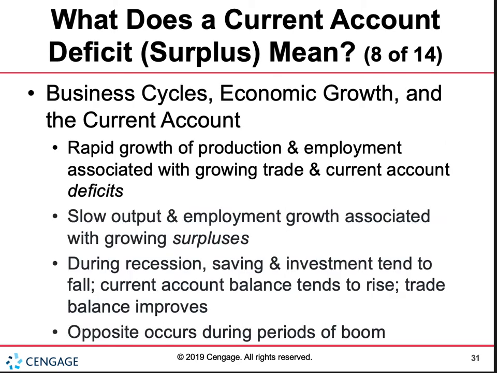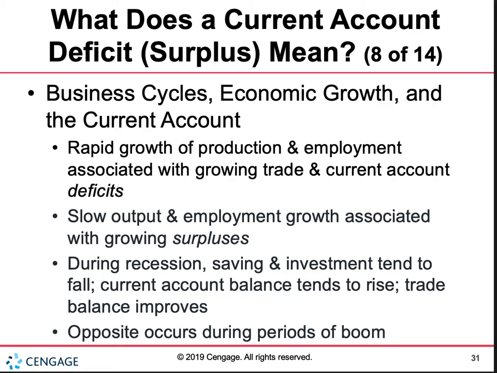Now, business cycles, economic growth, and the current account. We have a rapid growth of production and employment associated with growing trade and current account deficits. So basically, again, trade is good. Yes, we are at a deficit, but we still are creating jobs in our leading exporting industries. Now, there's slow output and employment growth associated with growing surpluses. During a recession, saving and investment tend to fall, the current account balance tends to rise, and the trade balance improves.